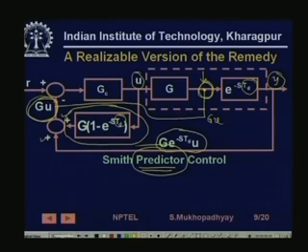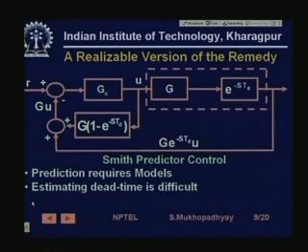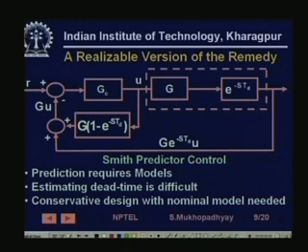Now there are of course several questions as to how you can do it. So the first question is that you require, to be able to do it, you require this to be known accurately, and more importantly you require this to be known accurately.